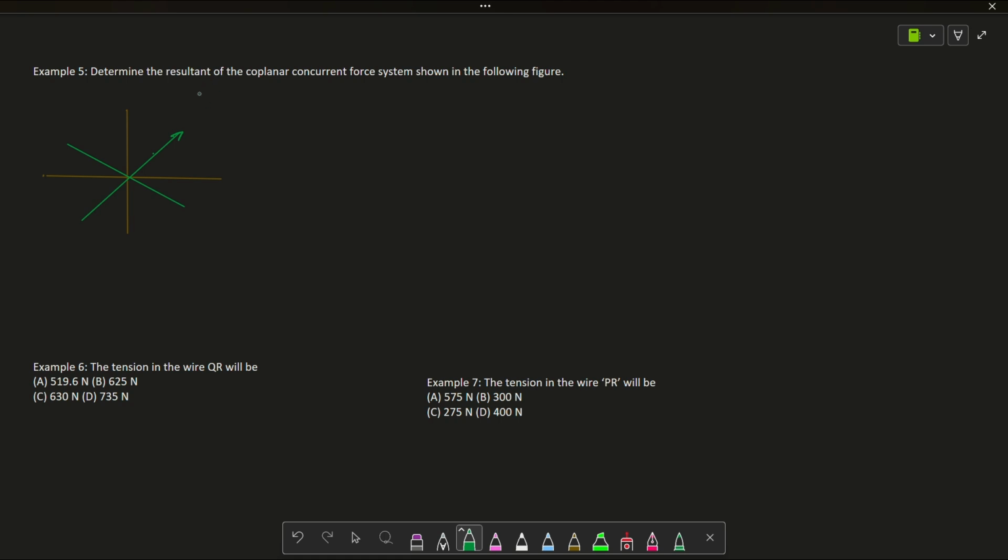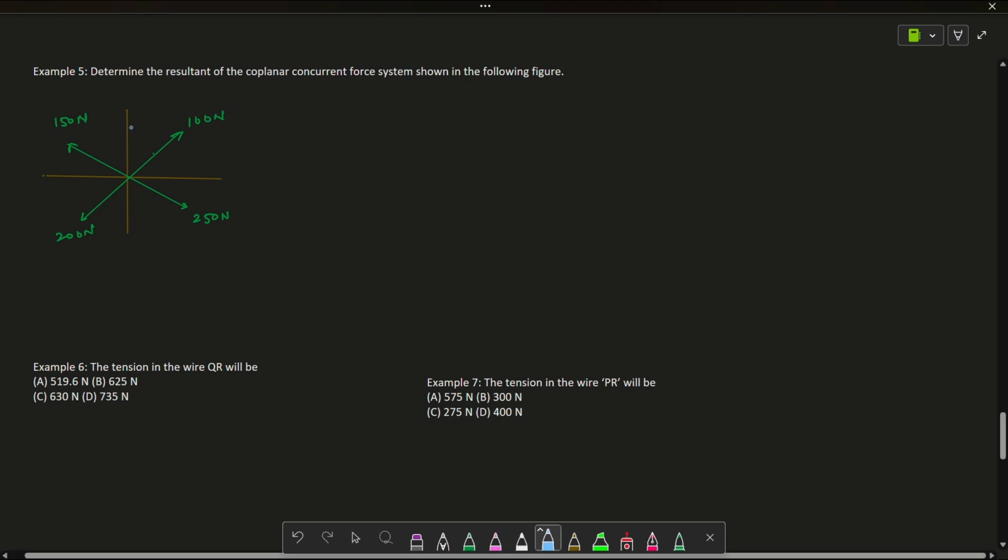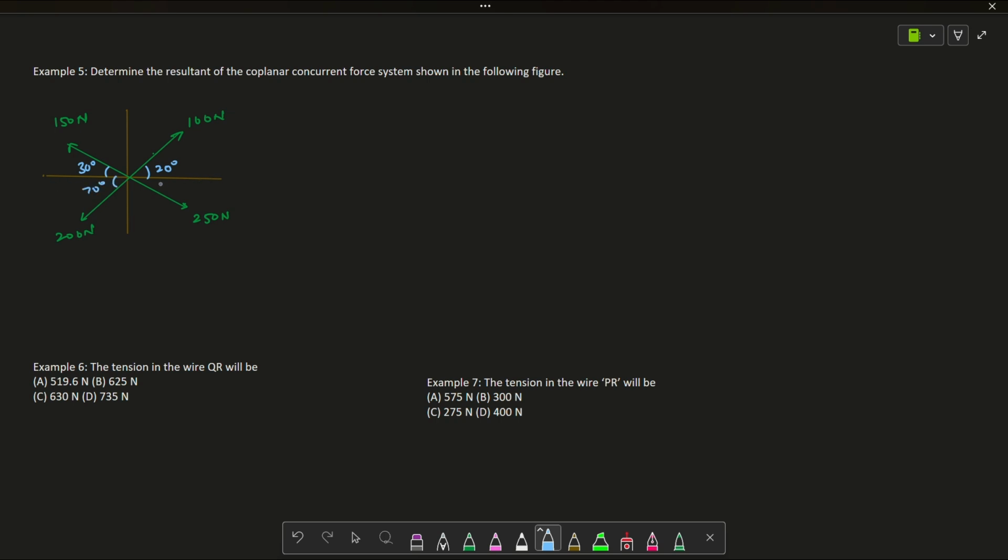Here the force acting is 100 Newton, here 150 Newton, here 250 Newton, and here 200 Newton. Now I will add the angles. The angle here is 30 degrees, here it is 20 degrees, here it is 70 degrees, and here it is 45 degrees, and this one is 0. We have to find the resultant force.